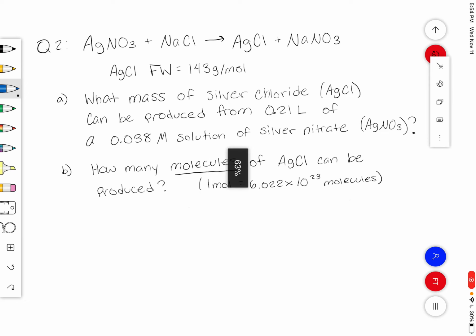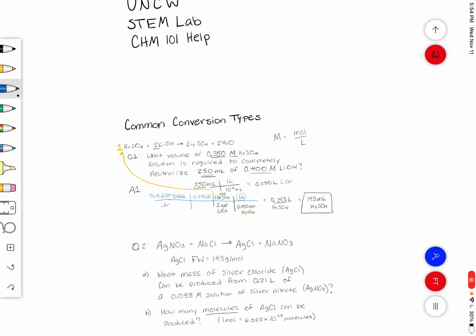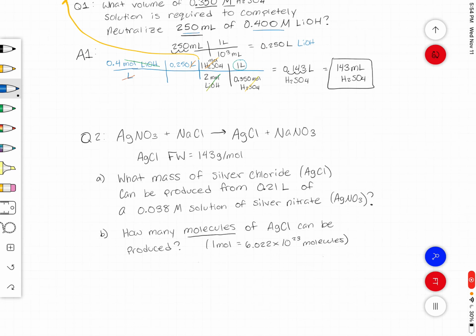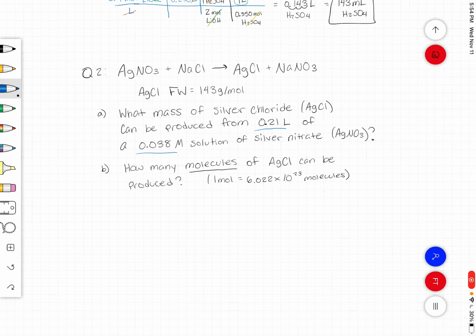We have liters of a 0.038 molar solution. Like I was saying, you have a cup of milk, you have this amount of liters of this solution. Same gist. What mass of silver chloride can be produced from this amount of AgNO3?